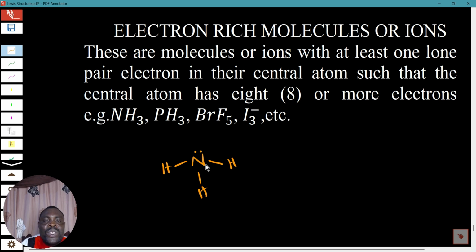Number 2, the central atom has at least 8 electrons. So if we have a lone pair of electrons on the central atom and the central atom has at least 8 electrons, that molecule will be an electron-rich molecule. So these are the 5 types of molecules we have if we draw a correct Lewis structure. Number 1, normal octet molecules. Number 2, electron deficient molecules. Number 3, expanded valence shell molecules. Number 4, resonant molecules. And number 5, electron-rich molecules.